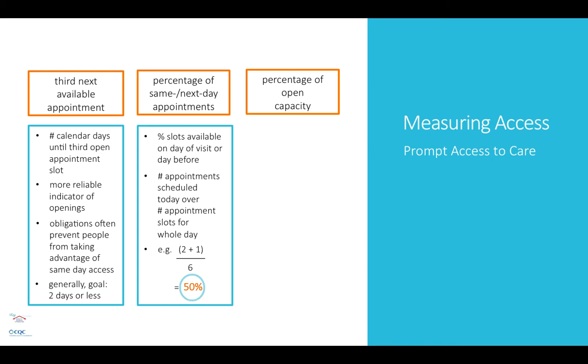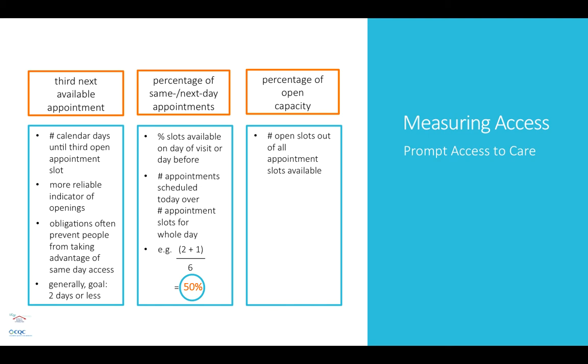The percentage open capacity is the number of open appointment slots out of the appointment slots available. Usually, it is calculated for a period of time in the near future, often 2 to 4 weeks ahead. For example, let's say there are 12 appointments available in the next 2 weeks out of 100 appointment slots, for 12% open capacity. If we look at 4-week open capacity, there are 82 appointments available out of 200 appointment slots for 41% open capacity.